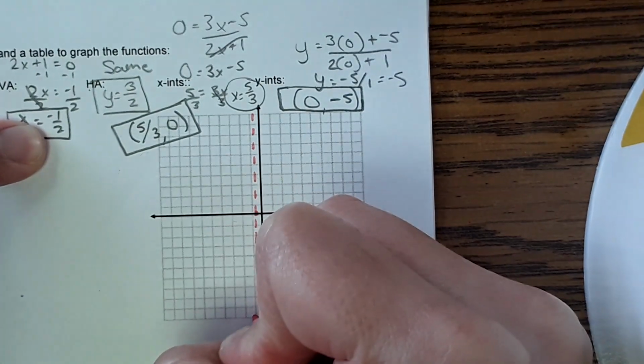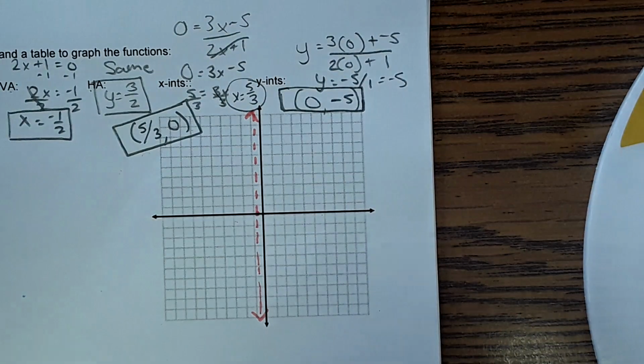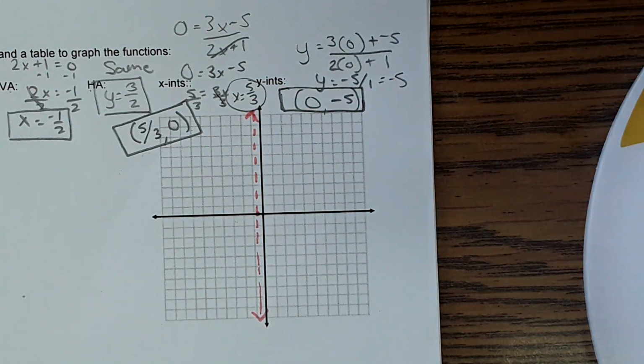Why is it dotted? I don't know. Because we're cool like that. Will it always be dotted? The vertical asymptote? Yeah.